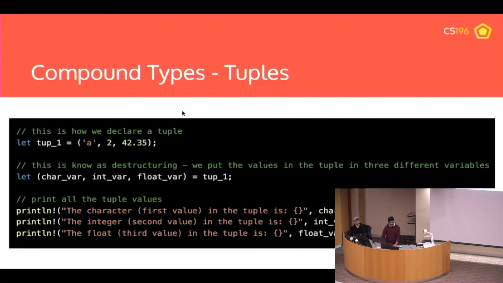This is how a tuple looks. We have the let keyword to declare the tuple, and then we put as many values as we want of as many different types as we want between 2 parentheses separated by commas. And now we have something called destructuring.